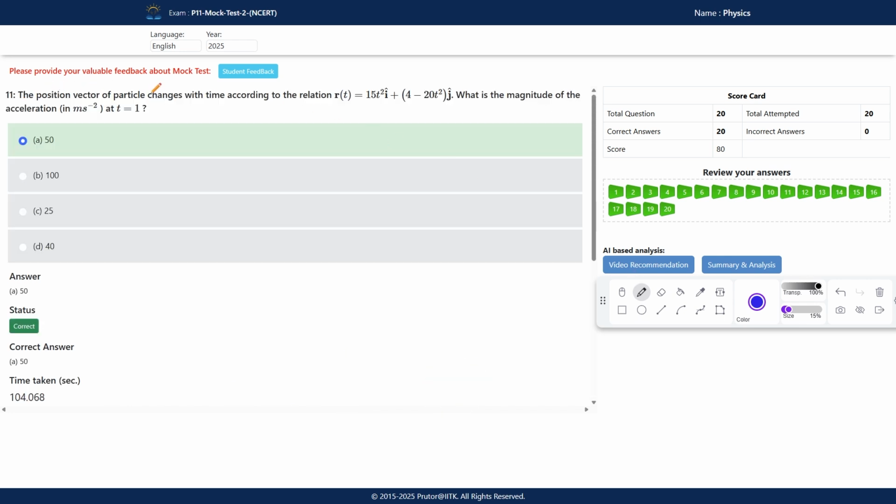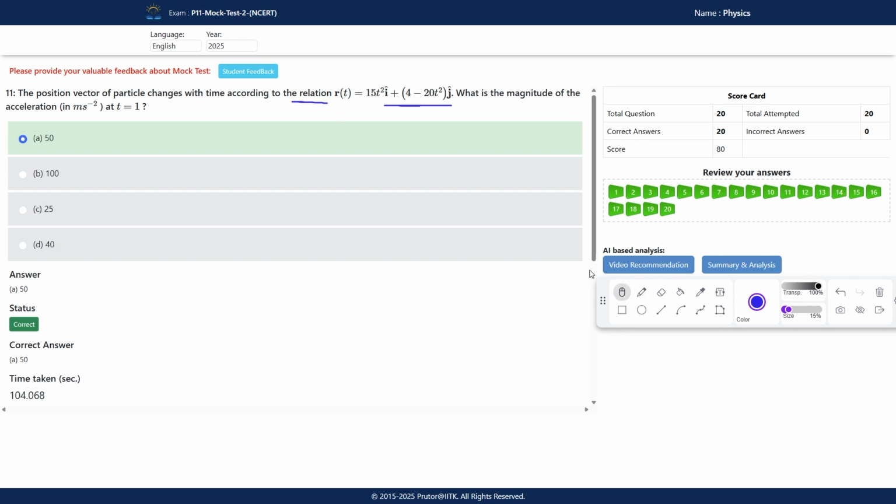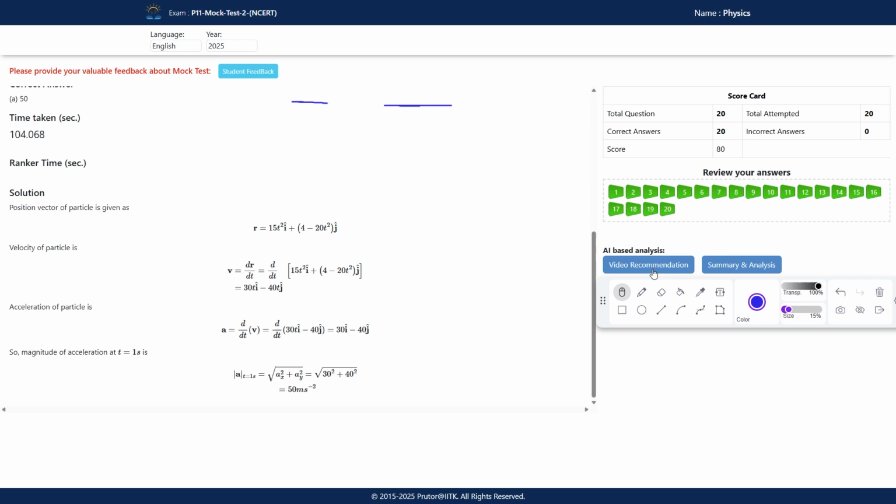The position vector of a particle changes with time according to the relation r of t is equal to 15 t square i cap plus (4 minus 20 t square) j cap. What is the magnitude of the acceleration? Acceleration is the rate of change of velocity, whereas velocity is the rate of change of position. We know the position, that is 15 t square i cap plus (4 minus 20 t square) j cap. So from position we can differentiate r with respect to t.